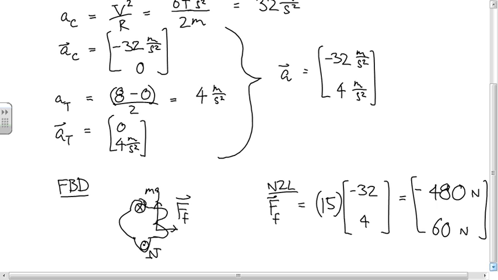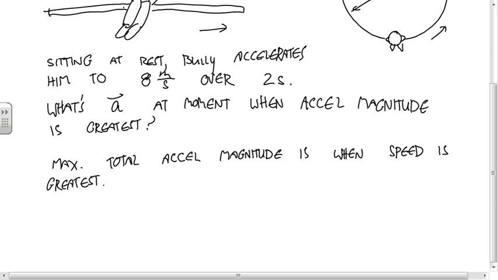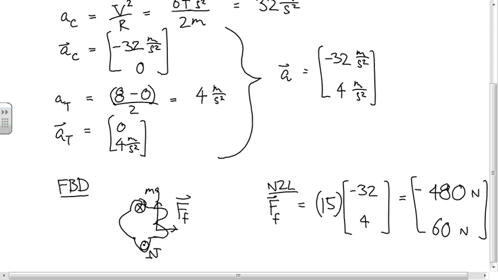The question didn't ask for the friction force? I forgot to ask it, but I meant to. So what's the acceleration at the moment? And what's the force of friction? That's what I meant to ask. Any other questions about that? So then the first answer for the acceleration is just the negative 32, 4. That's right.